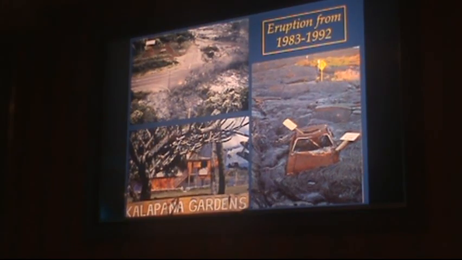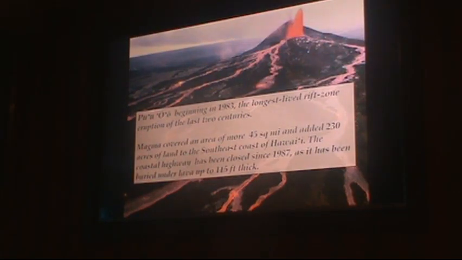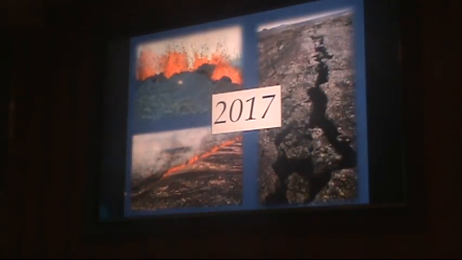You can build concrete walls. I mean, it's 2,000 degrees, and it will melt concrete. It will melt anything that you put in its path, and it can move up to 30 miles an hour if it's really flowing. This is one of the eruptions. You can see that fountain. It's going to take the course of least resistance.